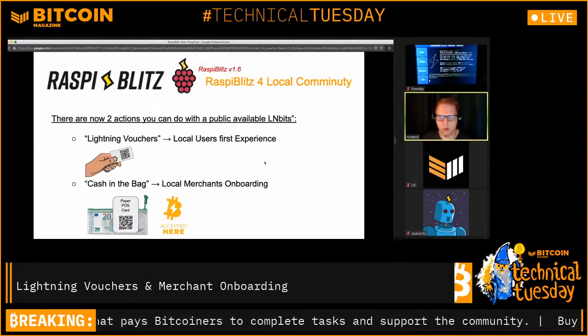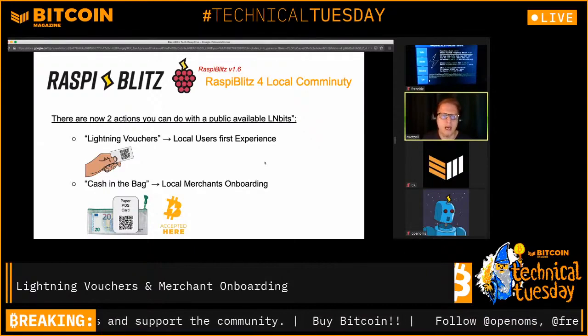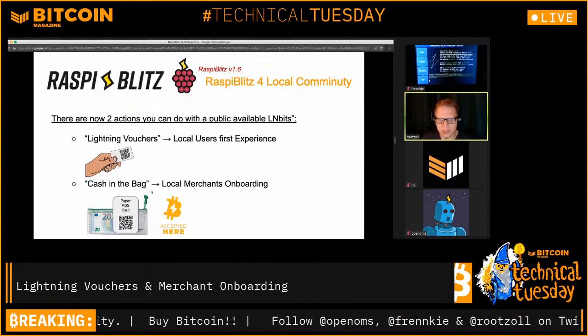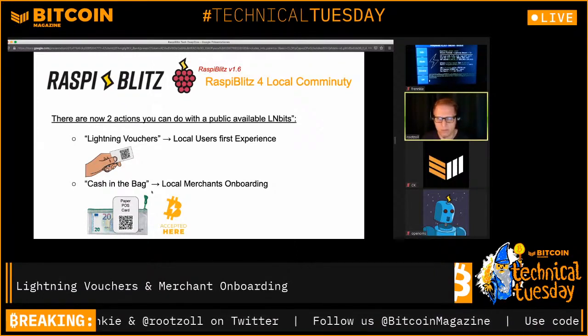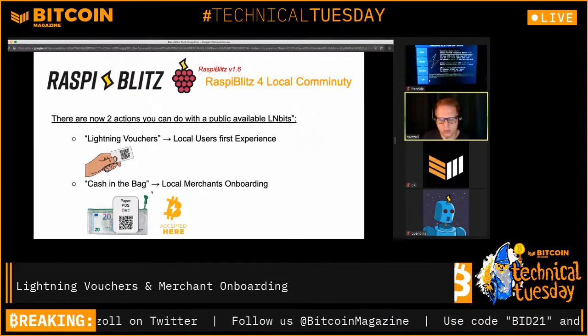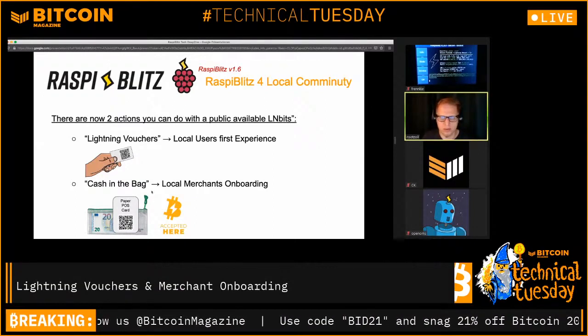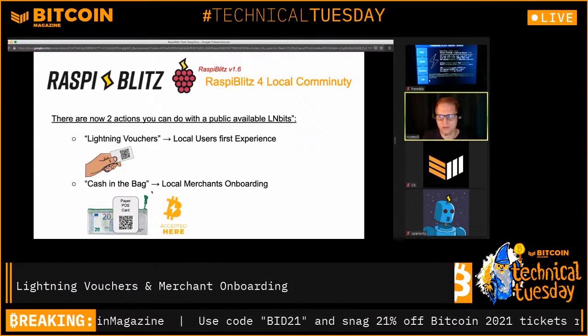It's a kind of local onboarding for users to give them their first experience with Satoshi in a very, very easy, low barrier way. And then the second action you can do is the cash in the bag. That's the idea, to really have a low barrier local onboarding for local merchants. This is all the stuff you can do when you run a Raspberry Blitz. It's not much more you need to do, or you have almost everything ready. If you set up the IP2 you're ready to go.